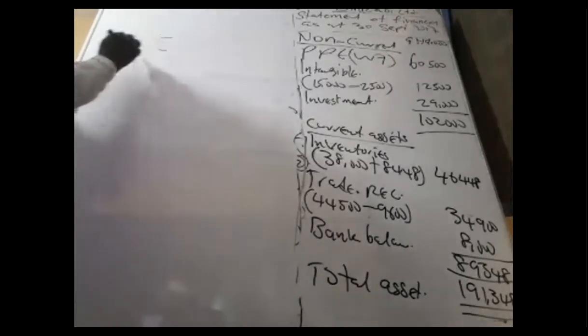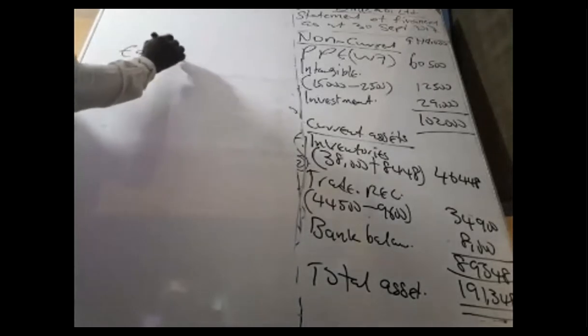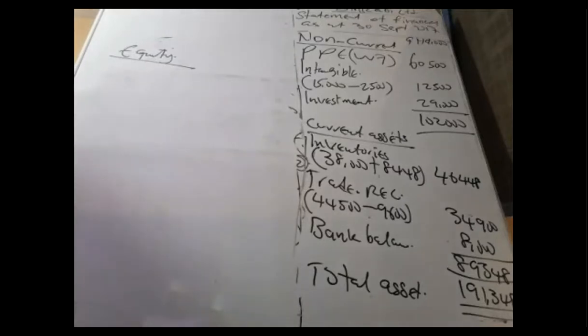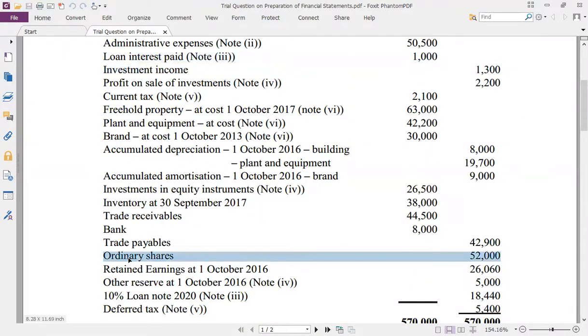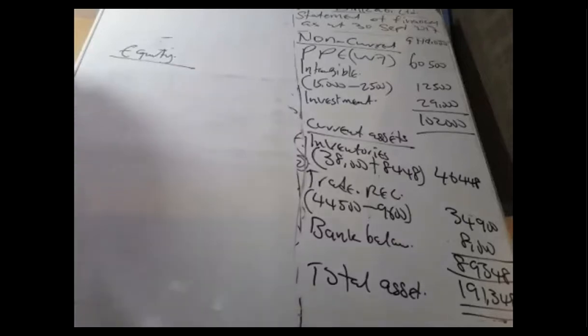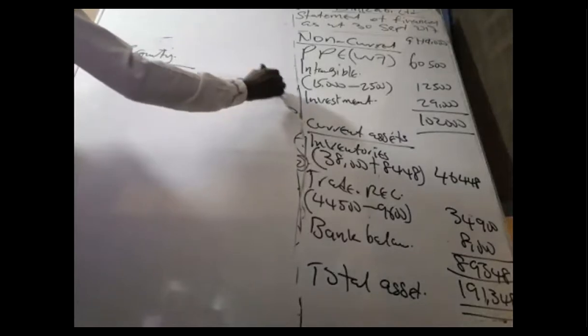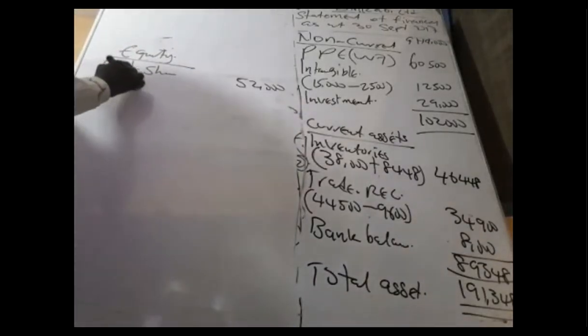Let's go to equity. You clean here and then go to equity. Now with the equity, we need to prepare the statement of changes in equity. That one, I'll leave it out for you to prepare. I'll leave the statement of changes in equity for you to prepare. Without the total capital, the ordinary shares is the one they have for us. Ordinary shares is here, 52,000. So ordinary shares, 52,000. Perfect.